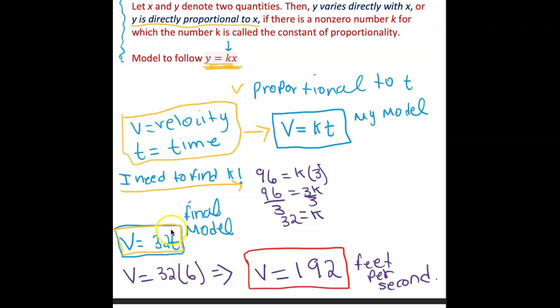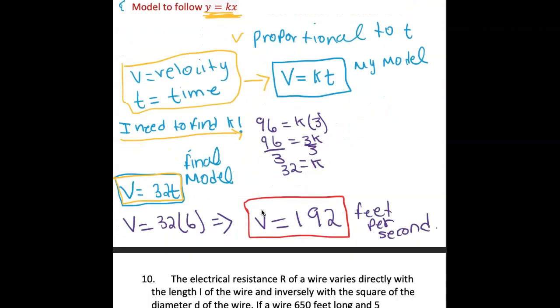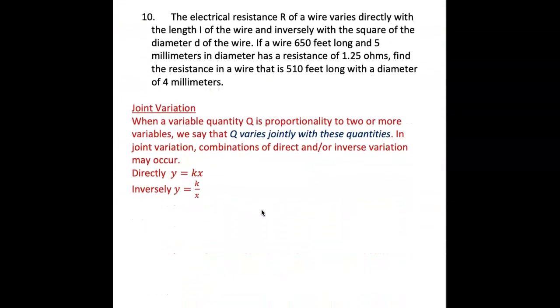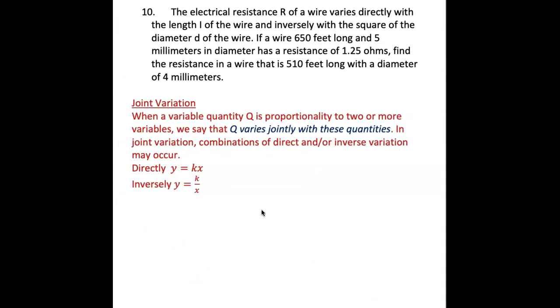And I could go ahead and ask you again, after 7 seconds, what's the velocity? After 10, and so on. Or I can go ahead and give you the velocity and ask you to find time. Because once you have the value of k, you are able to construct the final model that will answer the questions for this exercise. And once we do that, we get our answer. Okay? We're going to see 2 more examples with variation. And here's another one.